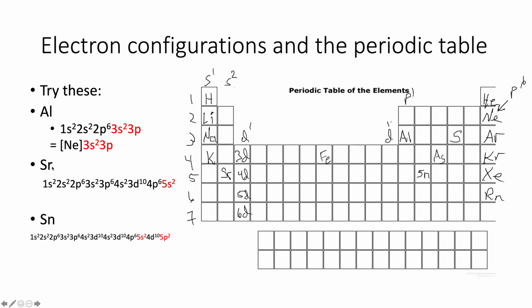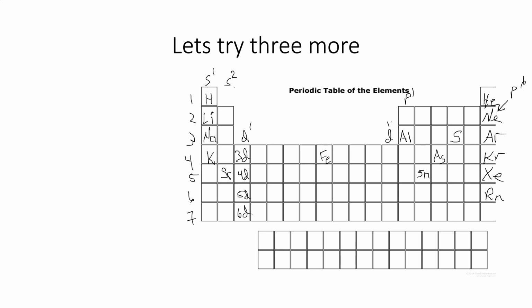So for strontium, how do you get to strontium? Well, you go to krypton, but you can't go to krypton because it blew up. But you go to krypton, right? And then from krypton, it's 5s2. See, much cleaner, and yet you still get the valence. So for tin, how do you get to tin? Well, you go to krypton, then it's 5s2, 4d10, 5p2. All right. Try 3 more.